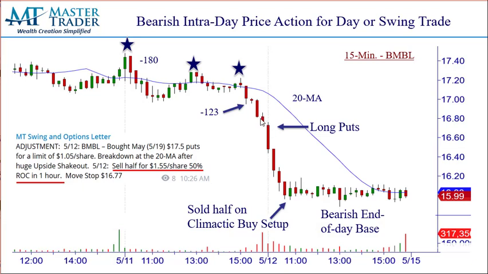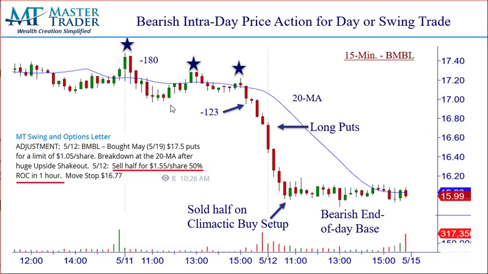We broke under this prior day's low, that's right where we gave this alert to subscribers. And notice, 10:26 a.m. Notice this big fluid fall. This is what we now call a climactic buy setup. So it's short term, extended to the downside. So we sold half of our long puts for $1.55 a share. Folks, that's 50% return in 1 hour.